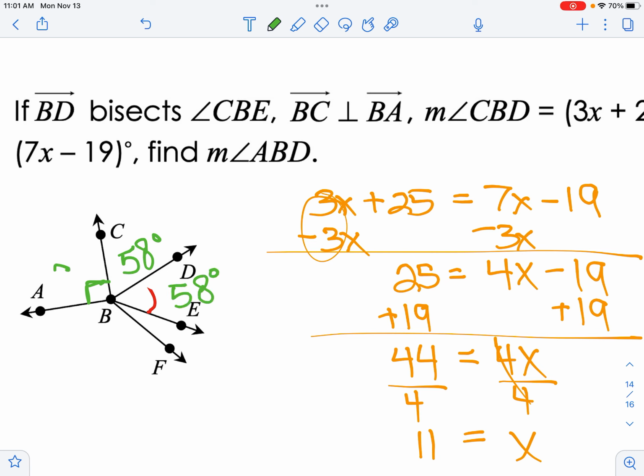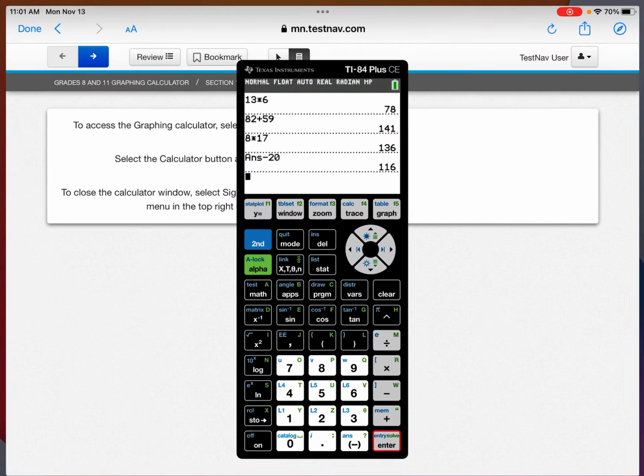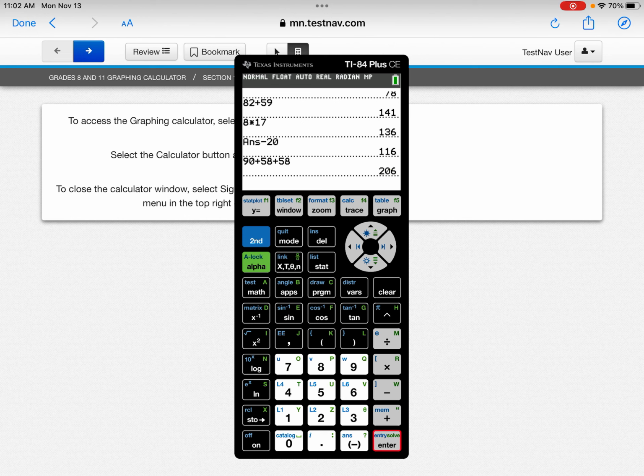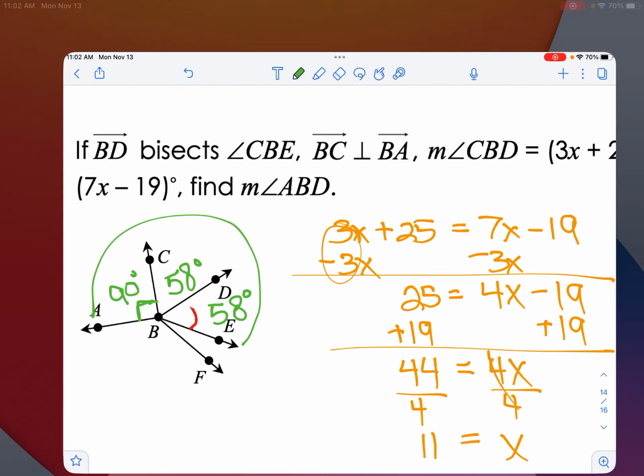And I also know that this is 90. So they're asking for what is this total right there. So I'm just going to add those up. So we'll go 90 plus 58 plus 58. And we get 206. So in this case, that's the total.